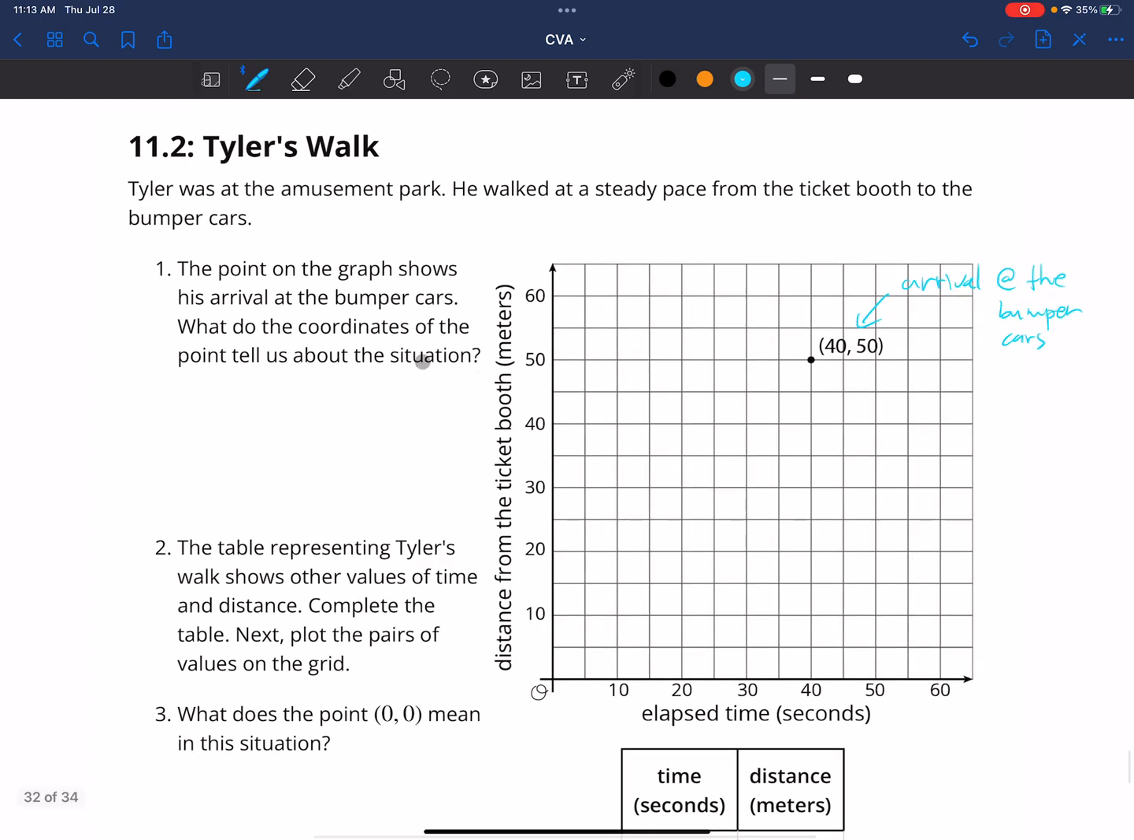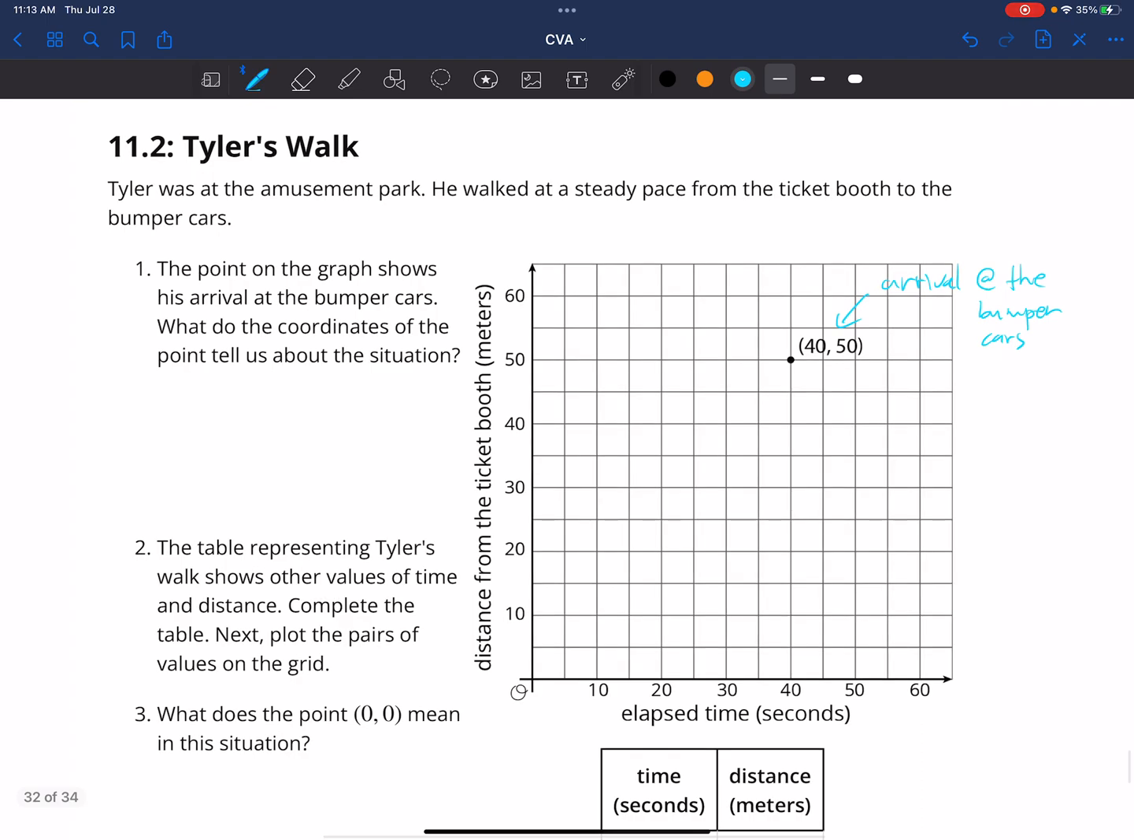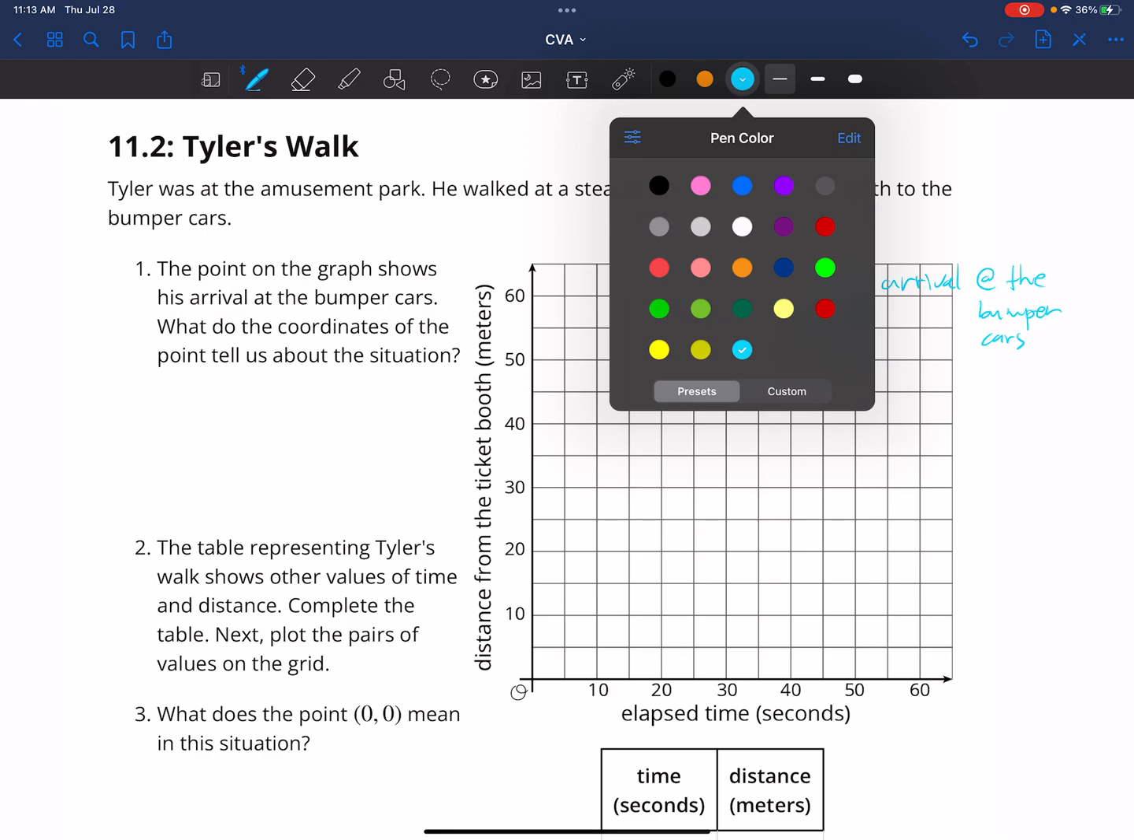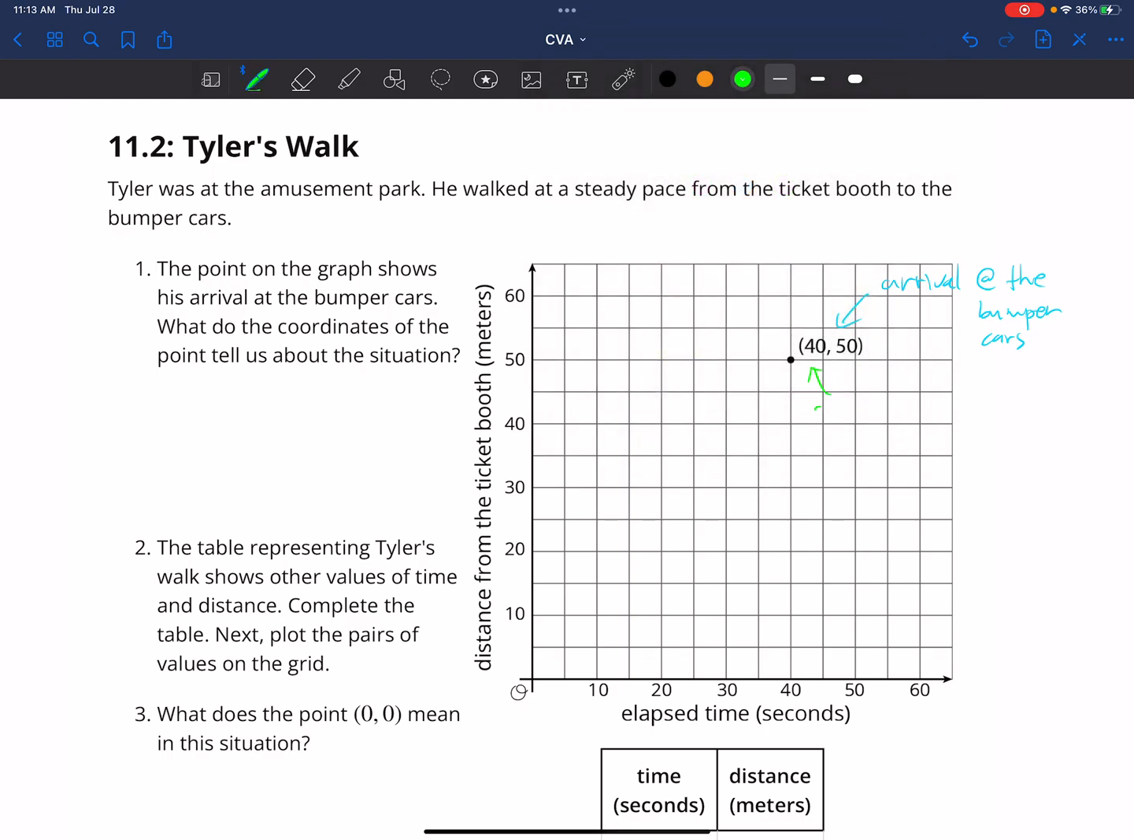Okay. And what do the coordinates of the point tell us about the situation? So what this represents, remember, this is my x-coordinate, if you guys didn't know. I'm gonna use a different color because I got lots of colors here. That's my x-coordinate. And that is my y-coordinate. And this x represents seconds. And this y represents meters.